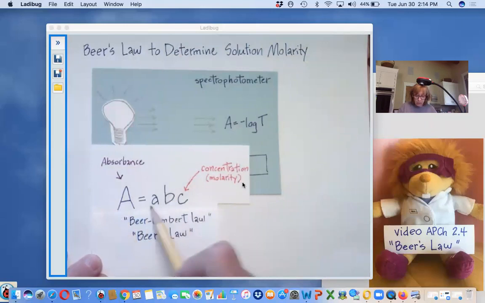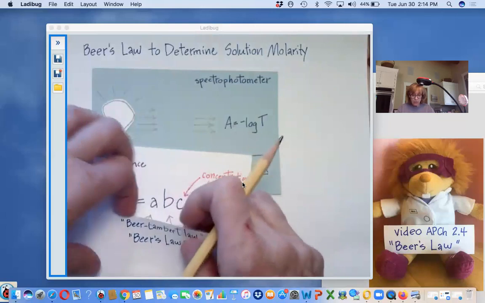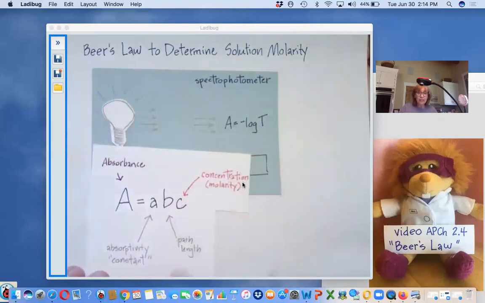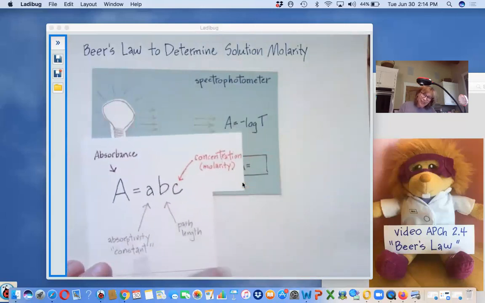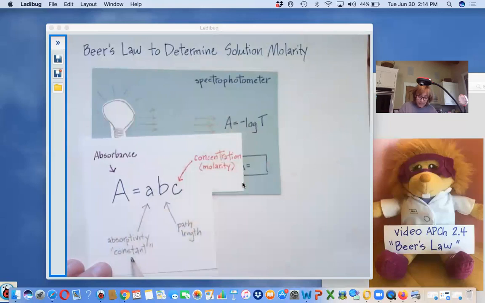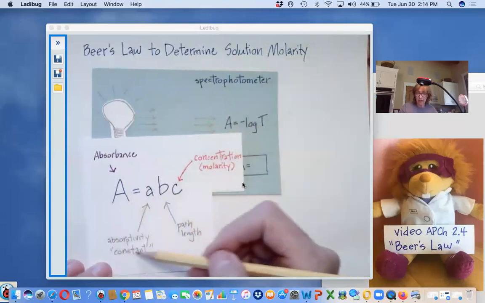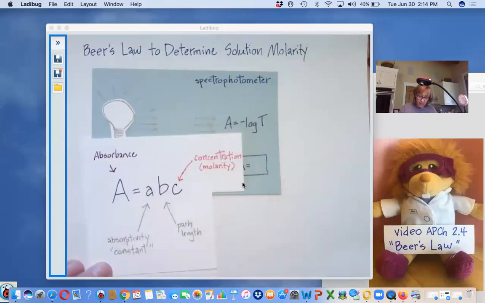These two parts of Beer's law, the A and the B, represent absorptivity constant. Notice I put constant in quote marks. That's because this number is only constant for a given substance. So we were talking about potassium permanganate. It has a certain absorptivity constant, but then if you did another experiment with the bluish green copper chloride solution, that would have an entirely different absorptivity constant.